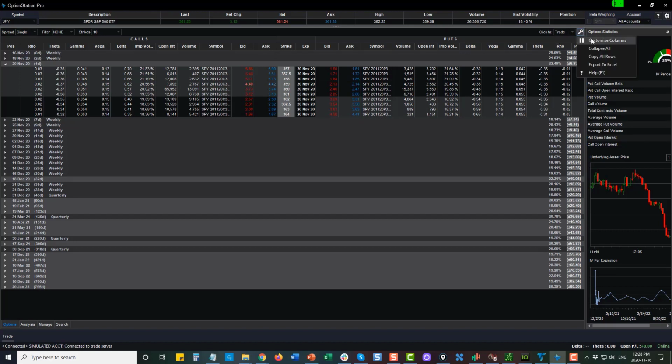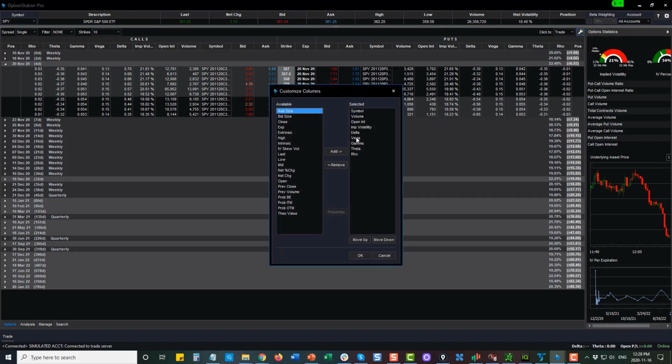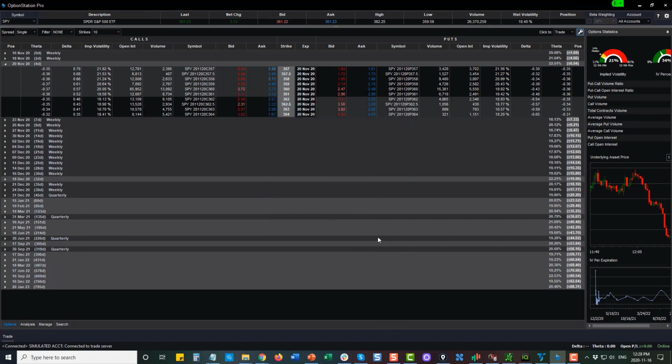So let's go back into the customized columns, and now we can keep it super simple. I only want delta, and I only want theta. I'm going to remove the vega. I'm going to remove the gamma. I'm going to remove the rho. Delta, theta. Fantastic. Now I have the two most important things I need to look at, deltas and thetas. And take a look at this.